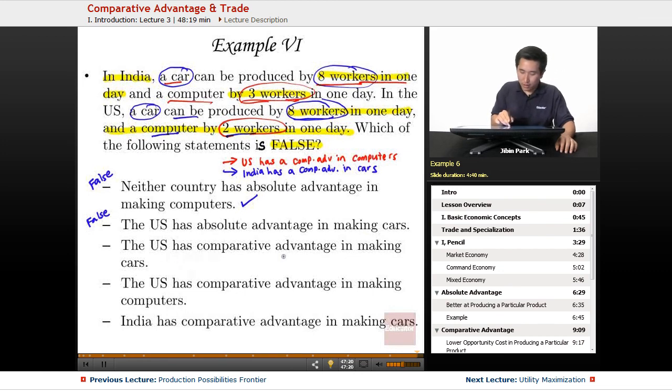The US has comparative advantage in making cars. No, the US has comparative advantage in making computers and not cars. So this is also false. The US has comparative advantage in making computers. That is absolutely true. And India has comparative advantage in making cars. That is also true. Okay, that is also true here.